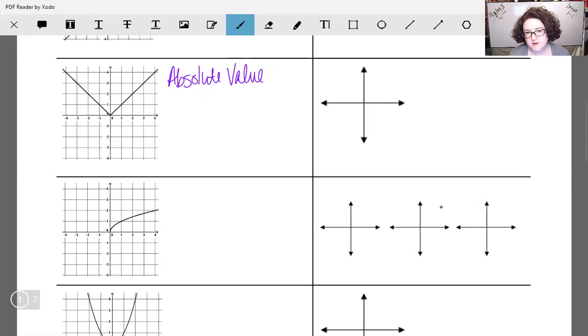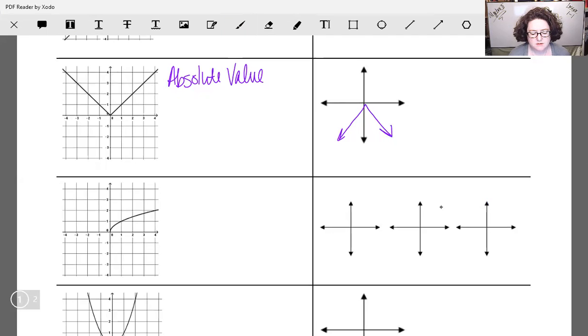And so this is the function where you've probably already taken the absolute value of a number. So the absolute value of 2 would be 2, the absolute value of negative 2 would also be 2. It's always that distance away from 0 on the number line. And so anything that's going to have that kind of V shape, we can consider an absolute value function. So even if it's pointed up or if it's pointed down, those are going to be your absolute value functions.